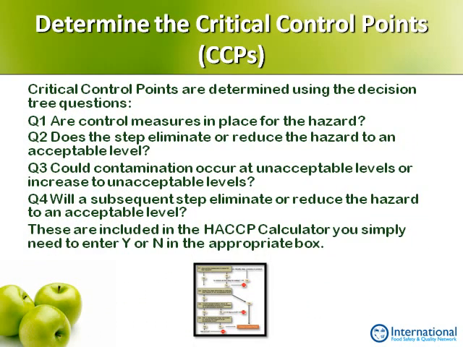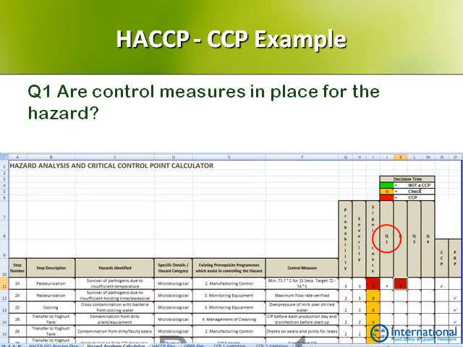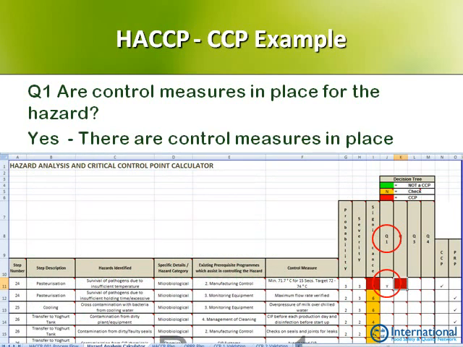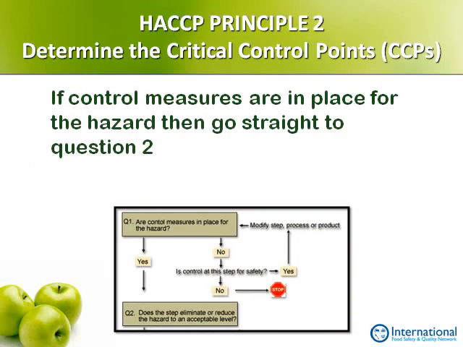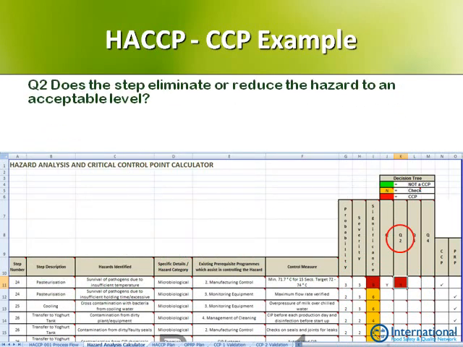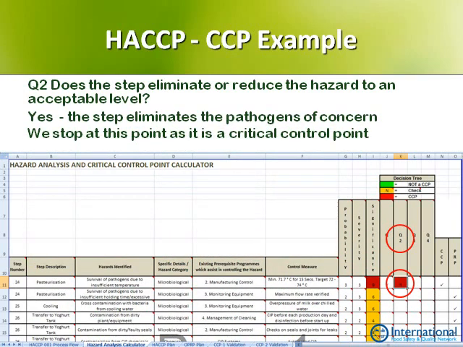Critical control points are determined using the decision tree questions. Question 1. Are control measures in place for the hazard? Yes, there are control measures in place. If control measures are in place for the hazard, then go straight to Question 2. Question 2. Does the step eliminate or reduce the hazard to an acceptable level? Yes, the step eliminates the pathogens of concern.